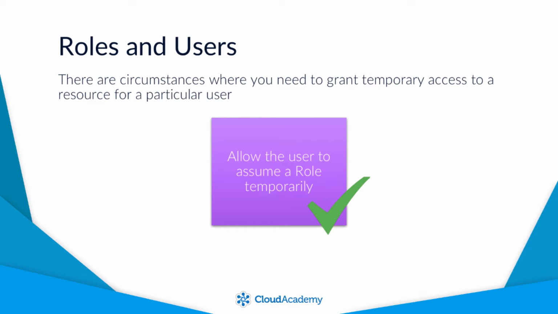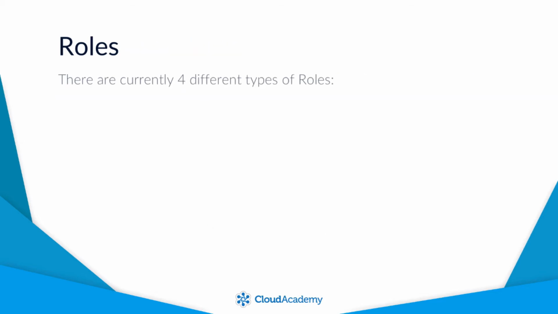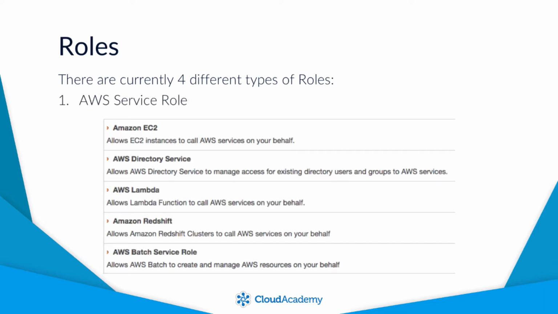Let's take a deeper look at roles to see how they are constructed and the different types of roles that are available. There are currently 4 different types of roles that can be created, all of which serve a different purpose. Firstly, the AWS service role. This role would be used by other services that would assume the role to perform specific functions based on a set of permissions associated with it. Some examples of AWS service role would be Amazon EC2, AWS Directory Services, and AWS Lambda, etc. Once you have selected your service role, you would then need to attach a policy with the required permissions and set a role name to complete its creation.